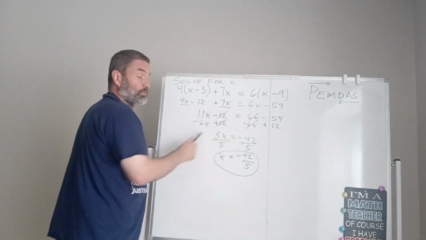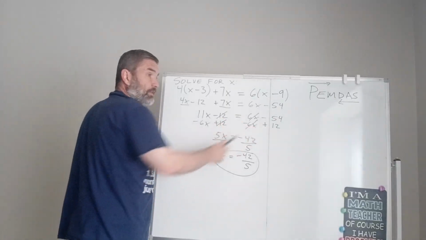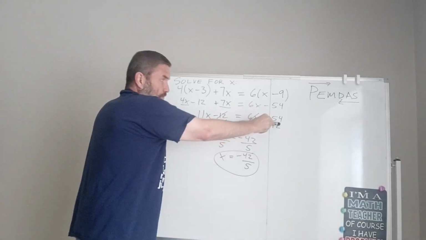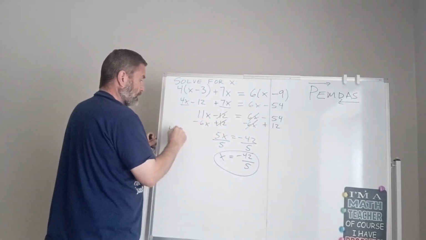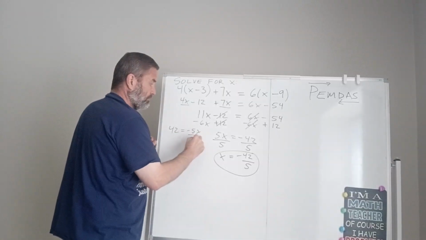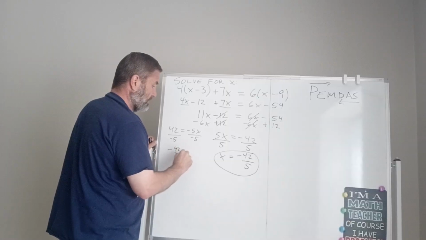And once you know what the variables are, you want to move the numbers to the other side. Now, could I have gone the other way? Yes, you could have subtracted 11x over here. You could have added the 54 over here. And then what would you have gotten? Well, then you would have gotten 42 equals negative 5x. You just would have reversed it. And then when you divide by the negative 5, now you still get negative 42 over 5.